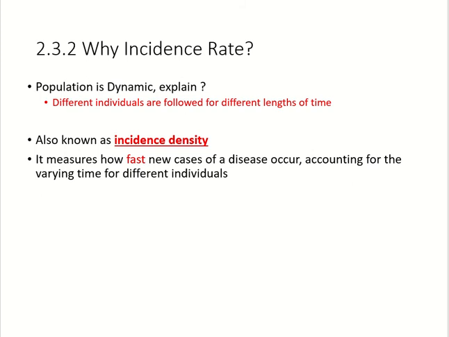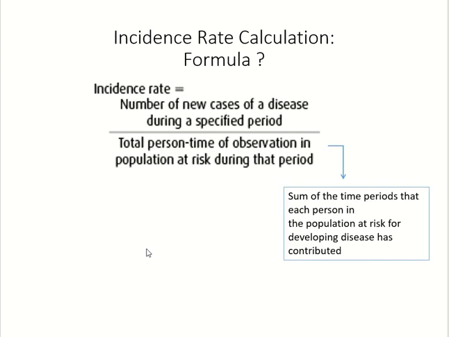how fast the disease is occurring. And if you look at the formula for the incidence rate, it's the number of new cases of disease during a period of time, but this time you're dividing by a concept called total person time of observation in a population at risk during that period. So we have a concept called person time, meaning every person multiplied by the unit of time that they participated during the observation period. Let's give an example to make it easier to understand.